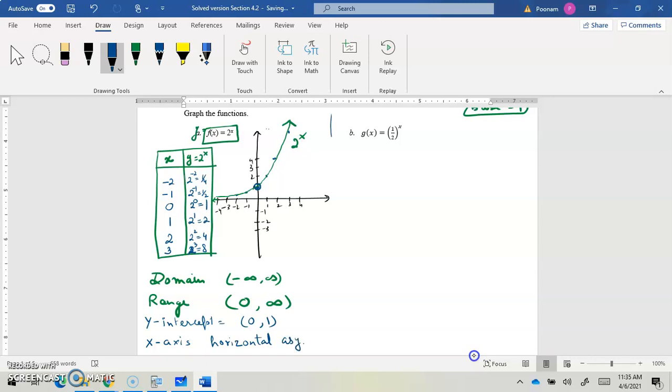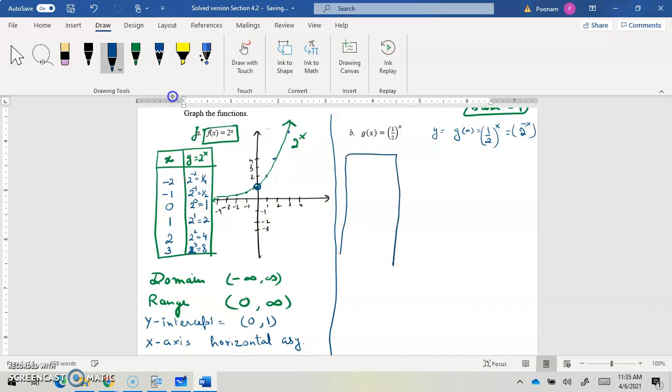Let's look at another graph, another example, then we'll compare them. The function is g of x is equal to half raised to power x. Let's say y is equal to g of x, which is half raised to power x. You can also think of it as 2 raised to power negative x. So both of them are one and the same thing. For plotting this graph, I have to draw a table of values, obviously.